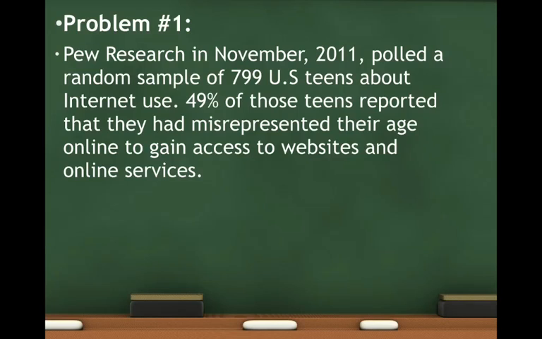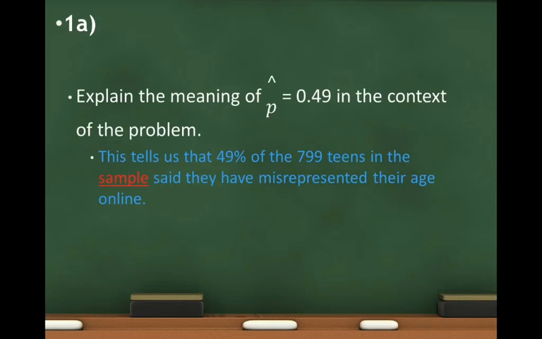That 49%, if we look back, is our p hat. What is that telling us in context of the problem? Why don't you think about what that 49% is saying in context of the problem? That 49%, or 0.49, is telling us that 49% of the 799 teens in that sample said they had misrepresented their age online.